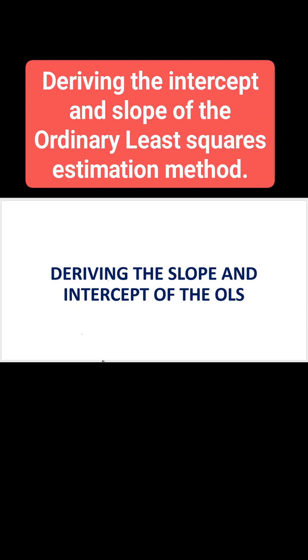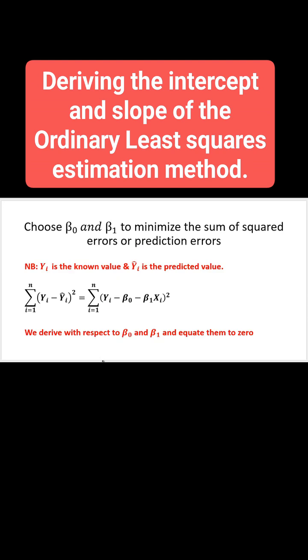Deriving the slope and the intercept of the ordinary least squares equation. So we actually have beta 0, which is the intercept, and beta 1, which is the slope. We derive them to minimize the sum of squared errors, the prediction errors.